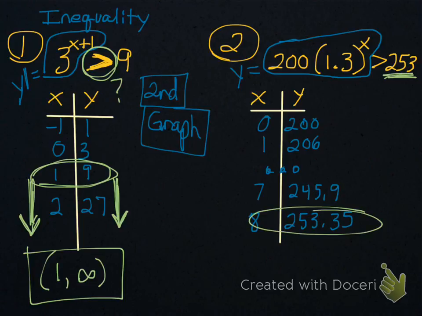Now, what am I looking for? Well, the inequality symbol said greater than. Well, at 7, it's less than 253. So I'm going greater, which means I have to go up. So my answer is going to be from 8 to infinity. The 8 gets a parenthesis because my inequality symbol does not have an equal sign.